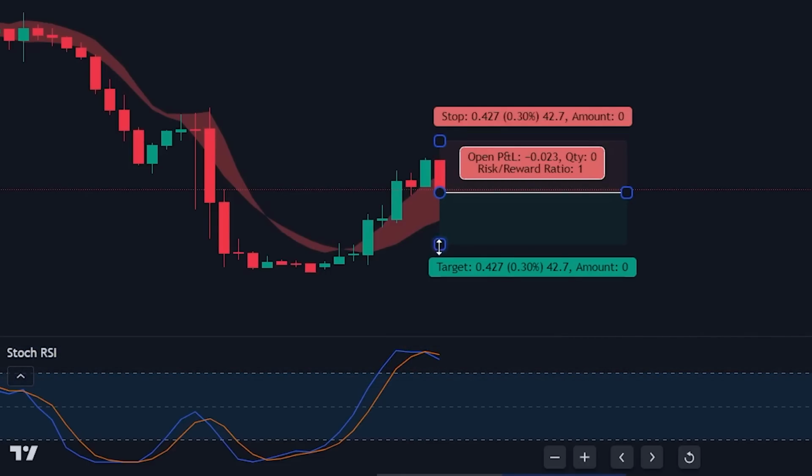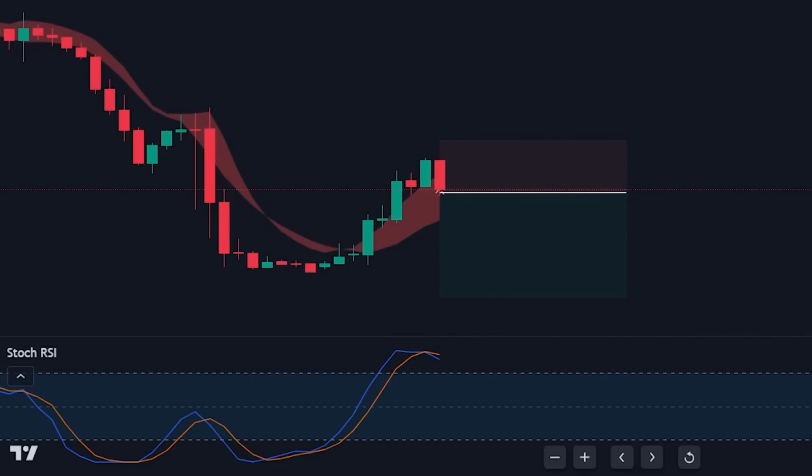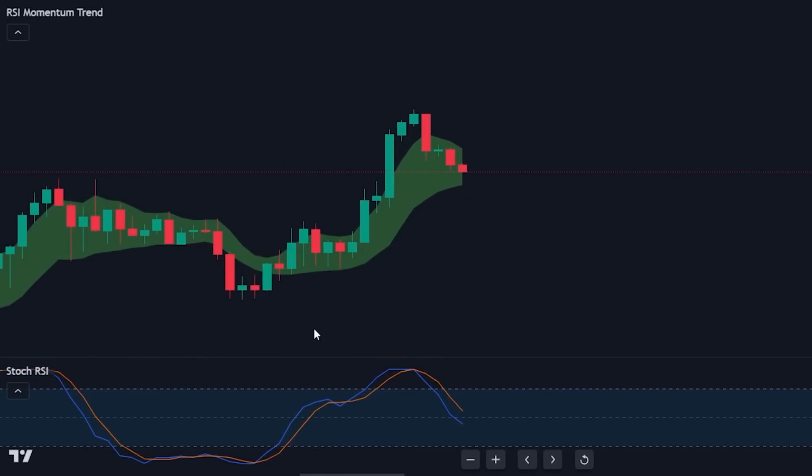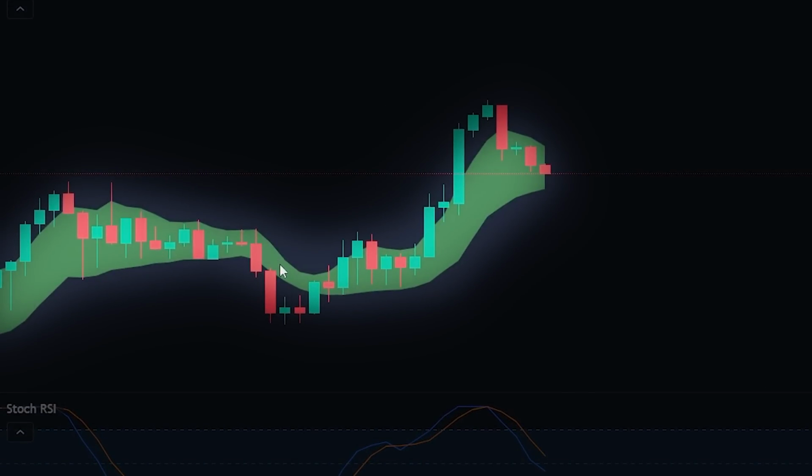We will set stops above the previous swing high and we will target a 1 to 2 risk to reward. We will do the opposite in a bullish trend. The RSI momentum trend is in an uptrend. We know this because the color of the ribbon is green.